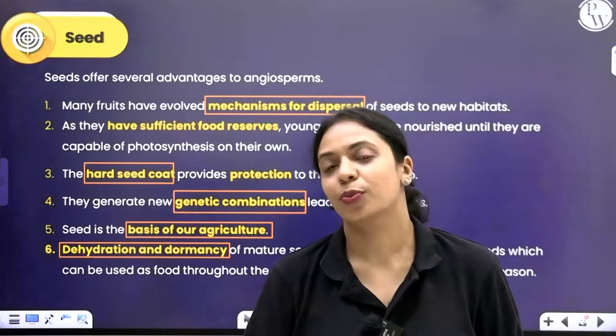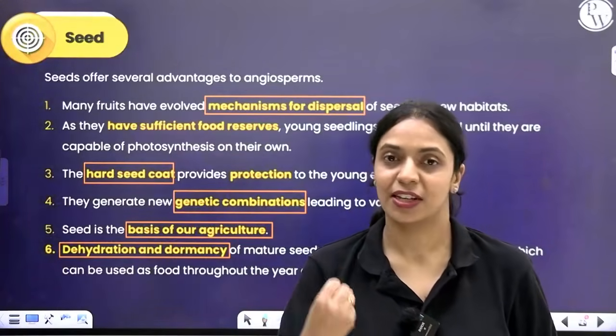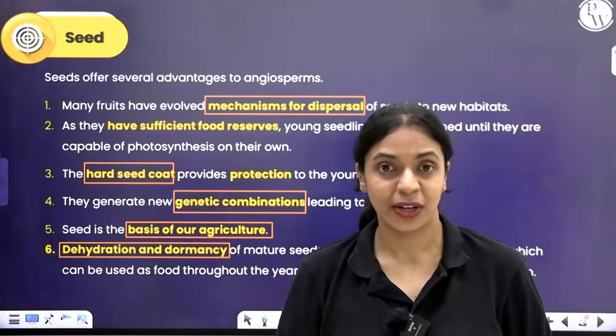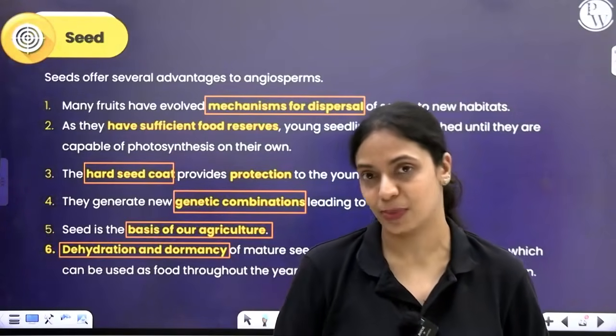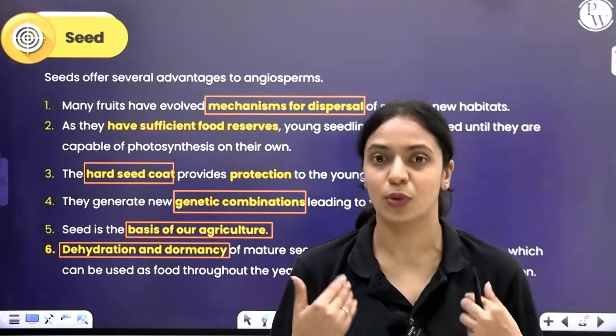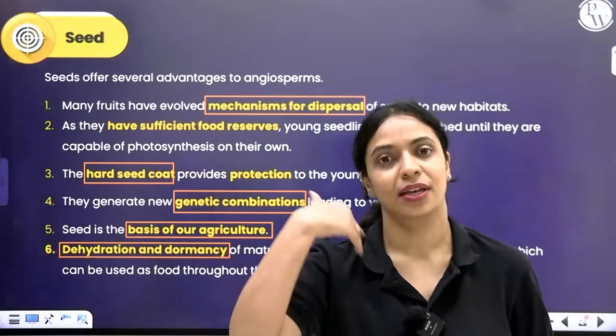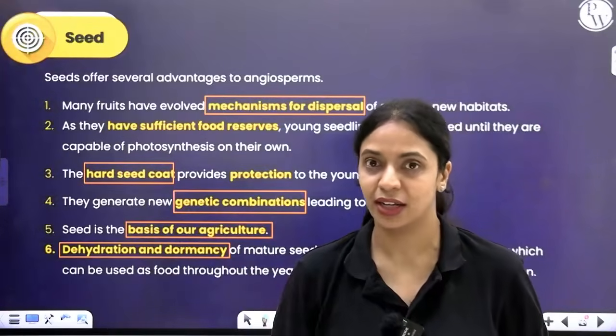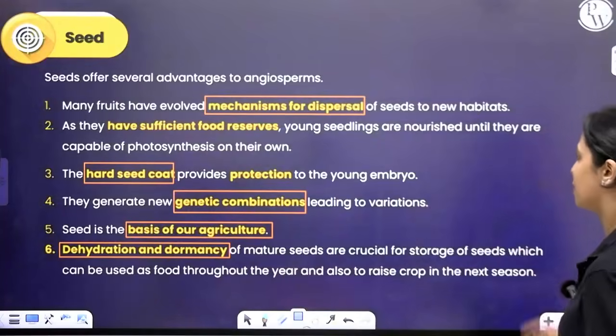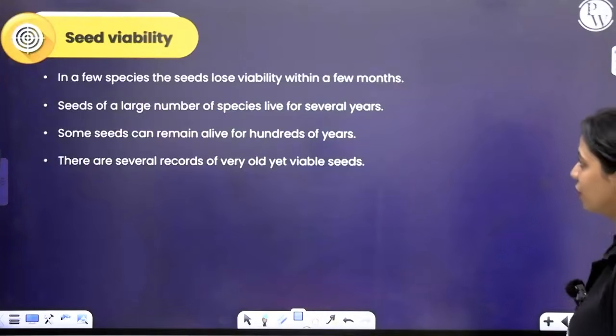So because of the property of dehydration, infestations are less. Because it is dormant and does not germinate immediately, it can be stored for long periods of time at homes for food and also by farmers to use in the next cycle as seeds for getting new plants. Alright, so these are some advantages that seeds offer angiosperms.